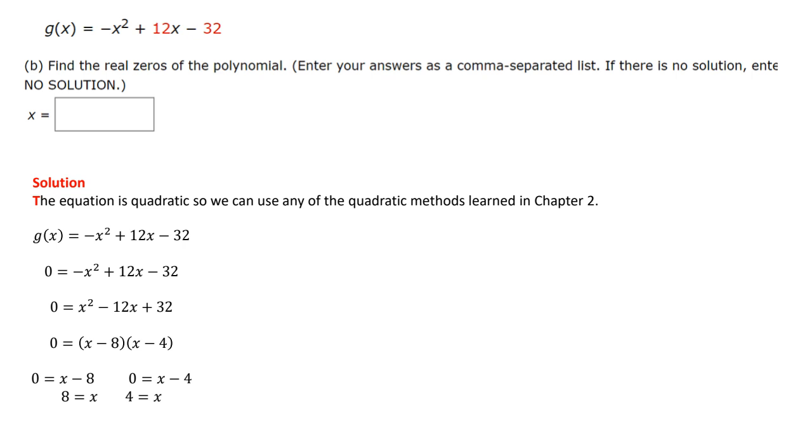I needed to find two numbers that when I multiply them together give me 32, and when I add them, they add up to negative 12. What are those two numbers? A negative 8 and a negative 4. Negative 8 times a negative 4 gives me the positive 32, and negative 8 plus a negative 4 gives me the negative 12. So here it's easy to see that if x is equal to 8, I would get a 0. And if x is equal to 4, I would also get a 0. Those are my two zeros for this polynomial.